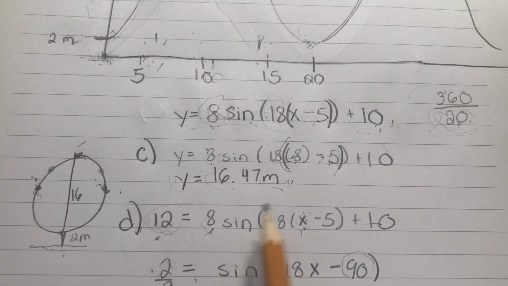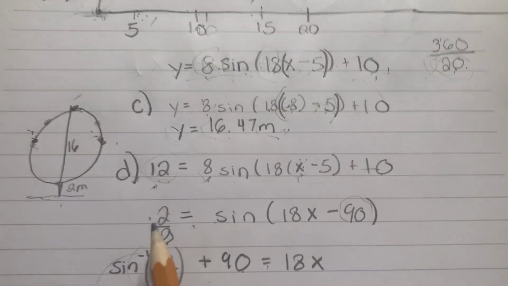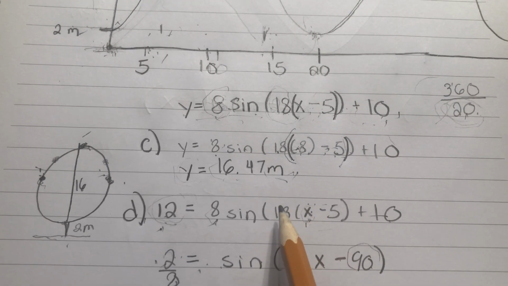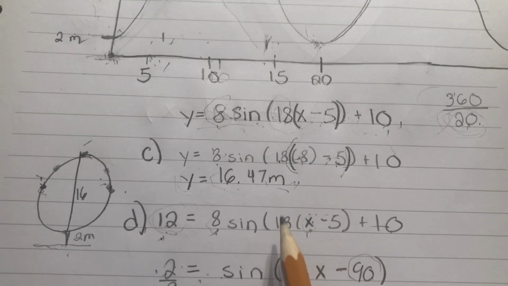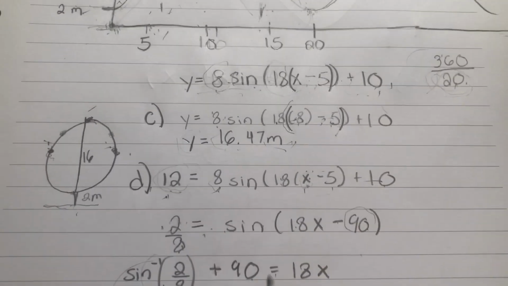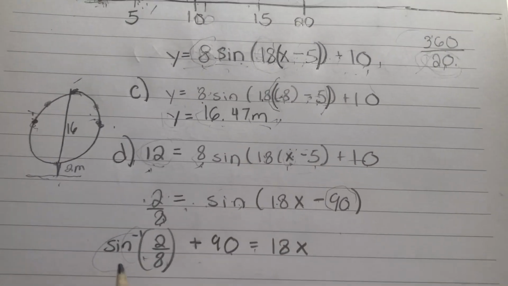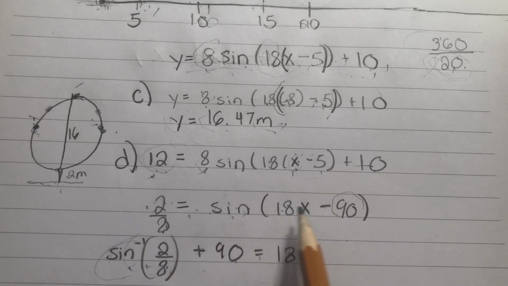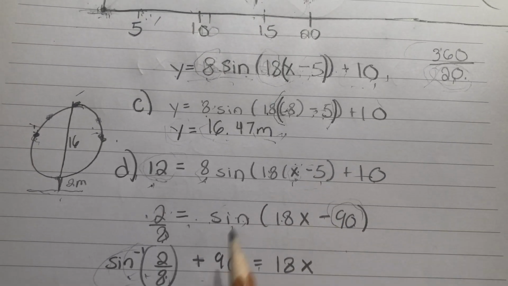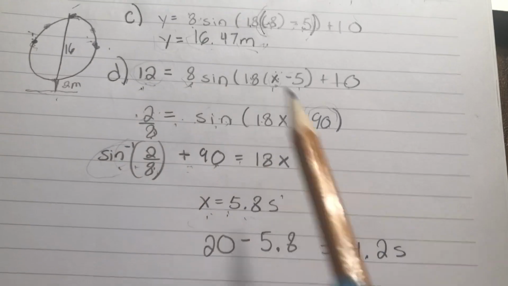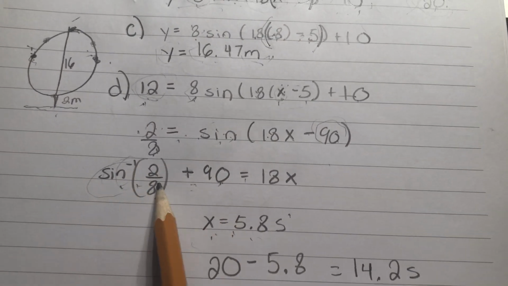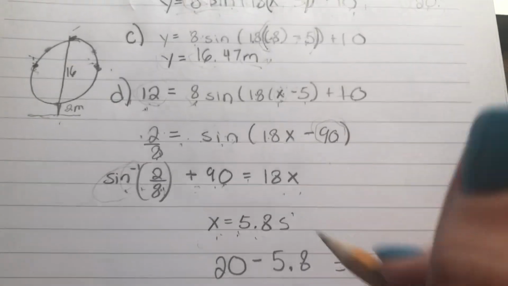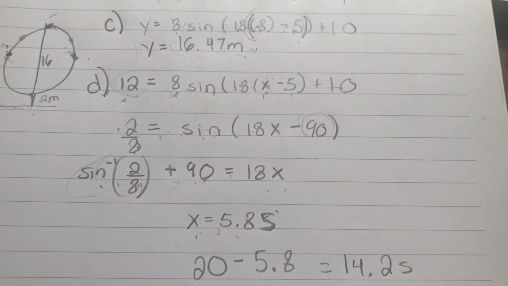And then I need to divide this by 8 to get it to the other side. So I have 2 over 8 equals sine 18x minus 90. So what I did here is I just multiplied it in. So I did 18 times x and then 18 times -5. So I get 90. So now what I need to do is I need to bring just the sine part to the other side. So when I bring it to the other side, it's sine inverse of 2 over 8. And then I would have 18x minus 90 on this side. And then I brought that 90 to the other side, so it's plus 90. When you add this up, so you do the sine inverse and add it, and then you have to divide each side by 18, you're going to get 5.8 seconds. Okay?